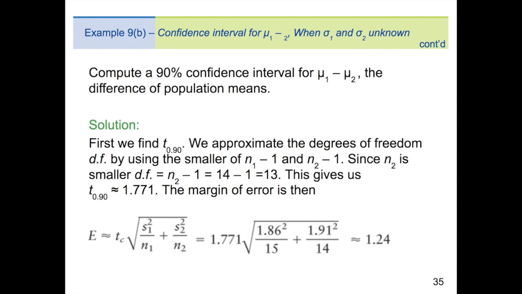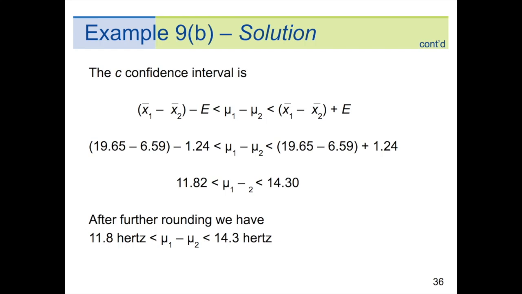The margin of error is then 1.24 after you plug it into the formula. The confidence interval, using the formula from before, makes it so, well, I guess the mu's got cut off, but this should say mu sub 1 minus mu sub 2 is between 11.82 and 14.3. After further rounding, we have 11.8 hertz. So after further rounding, for some strange reason, the mu's are between 11.8 and 14.3 hertz.